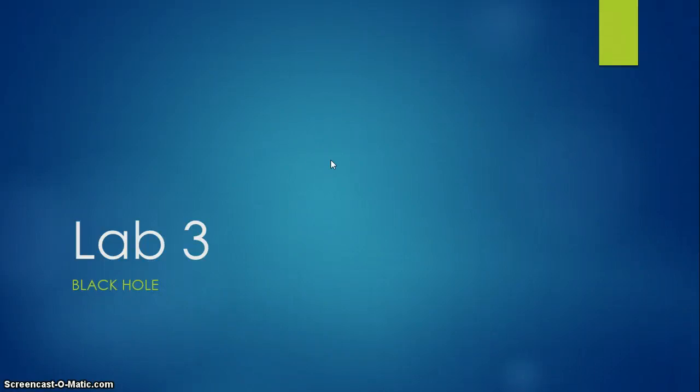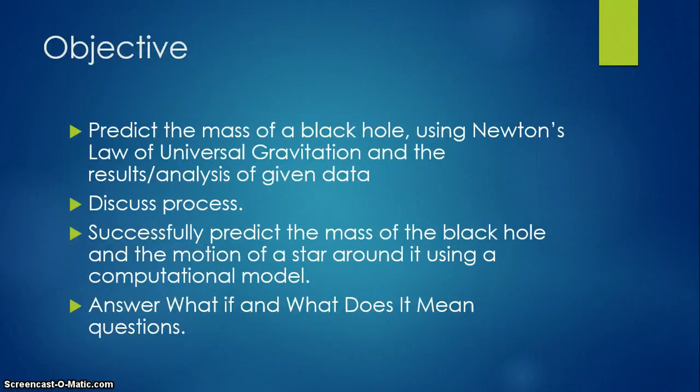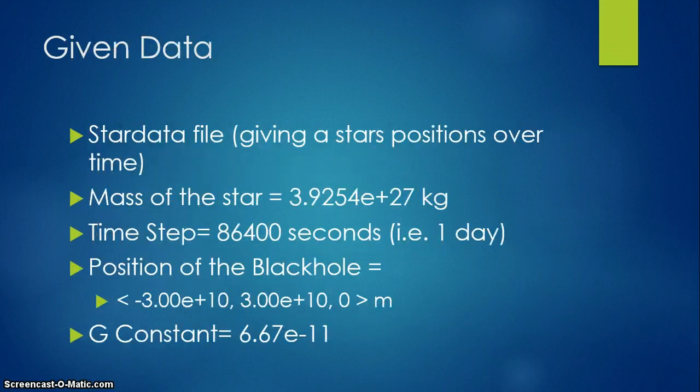Welcome to Lab 3 Black Hole Submission. In this lab, we will predict the mass of a black hole using Newton's law of gravitation and the results and analysis of given data to discuss the process, successfully predict the mass of a black hole and the motion of a star around it using a computational model, and answer the what if and what does it mean questions.